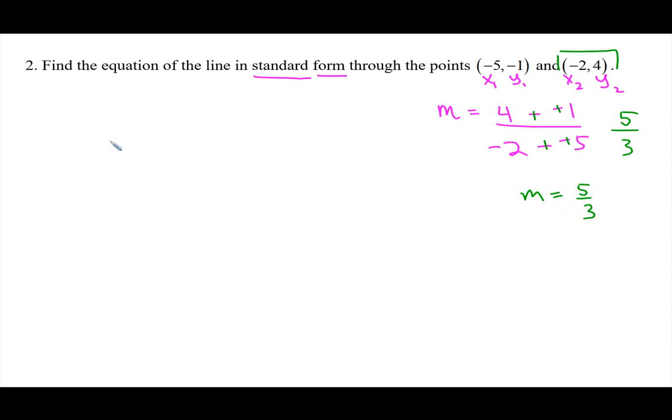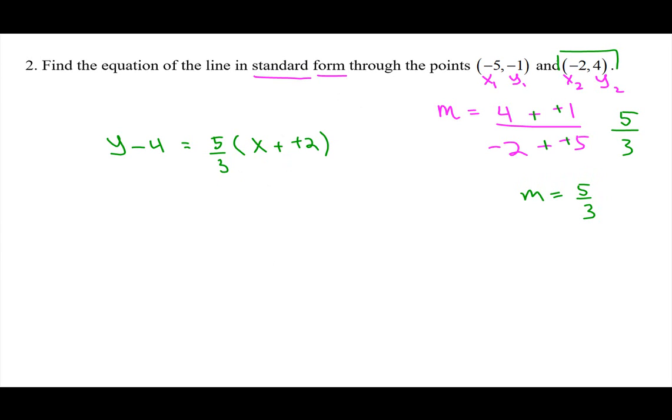So we're going to end up with y minus, right here our y value is 4, is equal to our slope 5/3 times x minus, what's our x value, -2. So the negative is going to become positive. And then we want it in standard form.